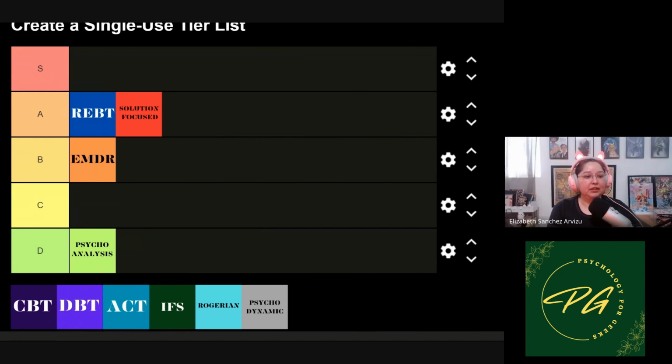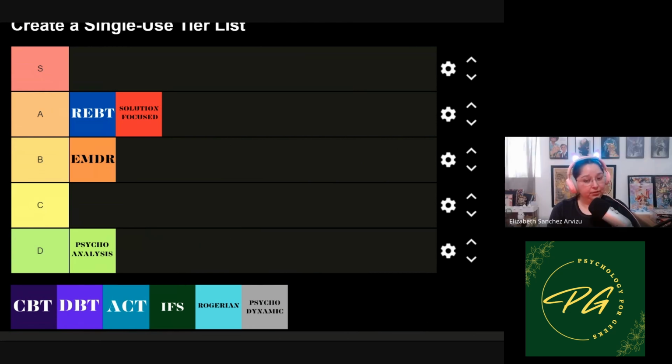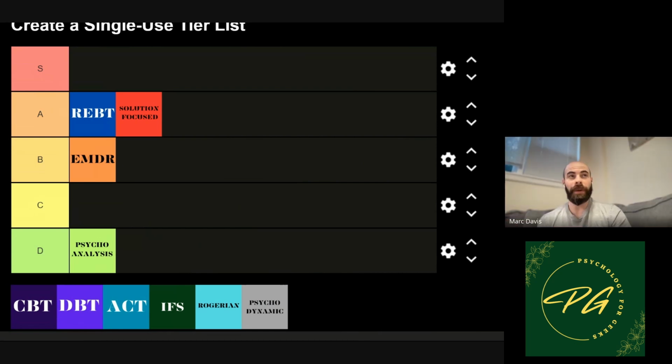So this one, I guess, one-ups psychoanalysis in that it actually has some specific techniques that you can use. So that's good, but it's still relatively vague. However, it is really, really good because you're focused on the client. And that's what we are supposed to be doing. That is the foundation of every therapy.